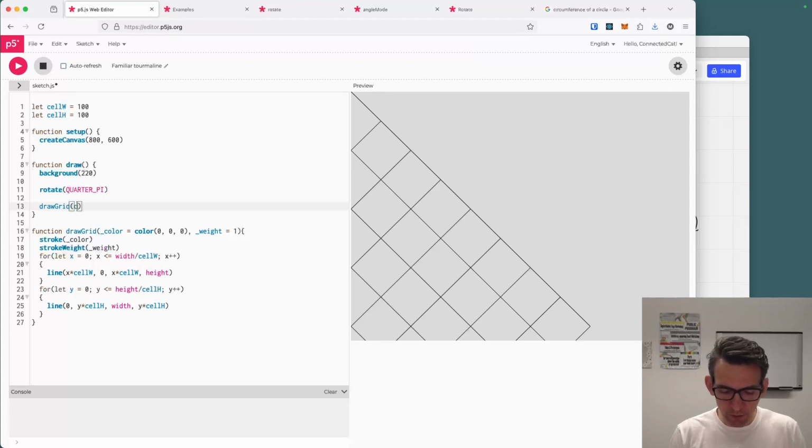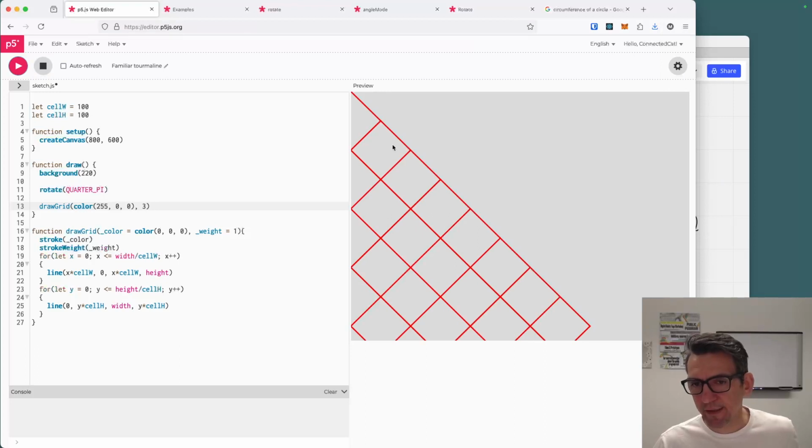But if I say color 255, 0, 0, and then after the color, I'm going to set the stroke weight of 3, we're going to go back to red grid of 3 pixels wide. So the position of your value is what determines how it's applied. The very first value is going to be applied to the first argument, and the second value is going to be applied to the second argument, right?